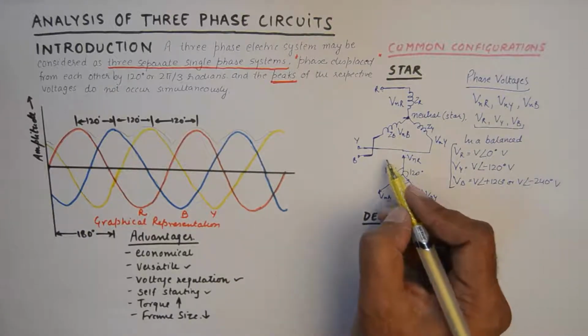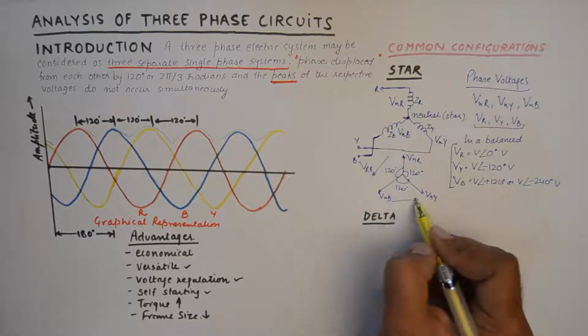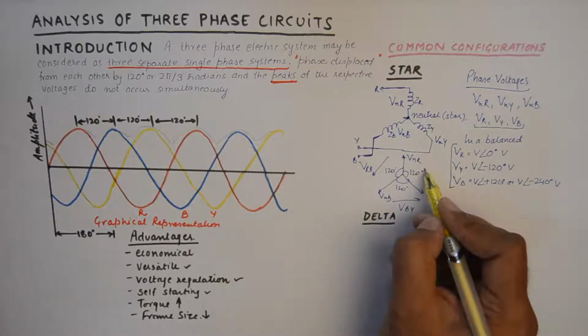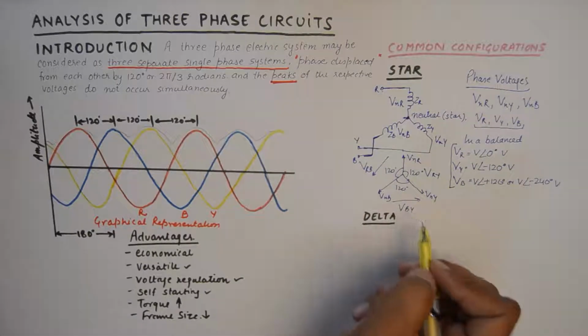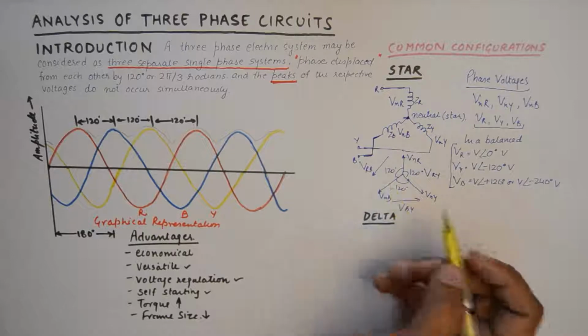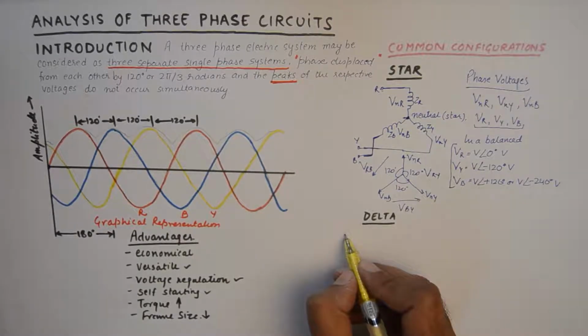However, we can also find the voltage between VR and B, VB and Y, and VR and Y, red yellow, blue yellow and red blue, and they are going to be known as line voltages. The concept of line voltages actually originated from delta connection, which I'm going to discuss now. The delta connection will look something like this.